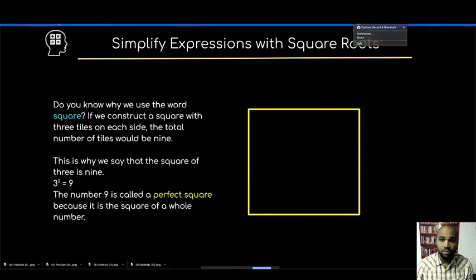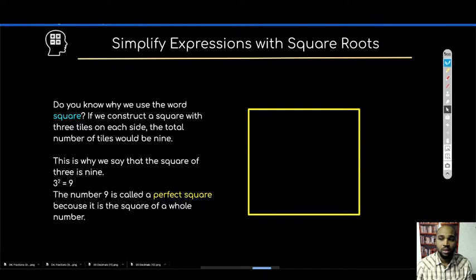The first thing we want to talk about is, do you know why we use the word square? If you've ever heard someone say 3 squared or 4 squared, why do we say square? If we construct a square, which I've done here to the right, with 3 tiles on each side, the total number of tiles will be 9. What do I mean by 3 tiles on each side?